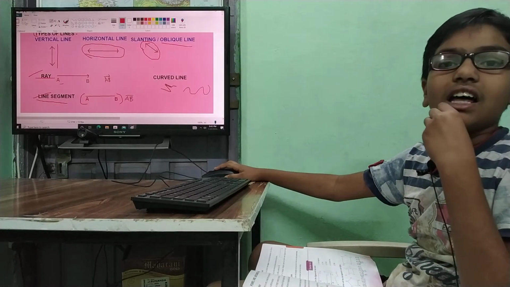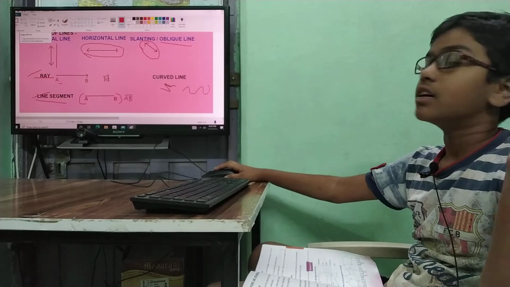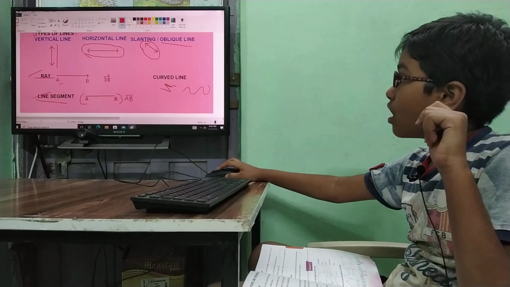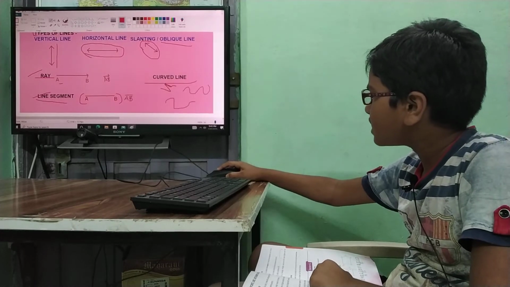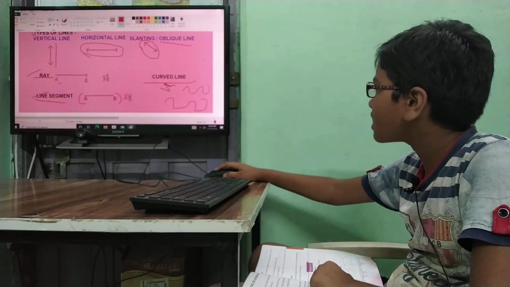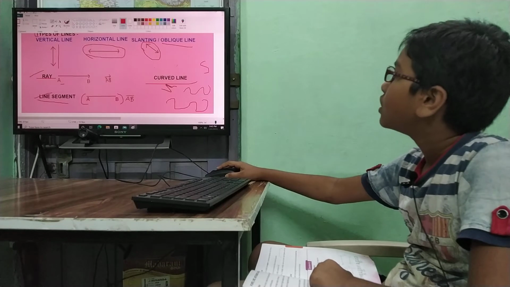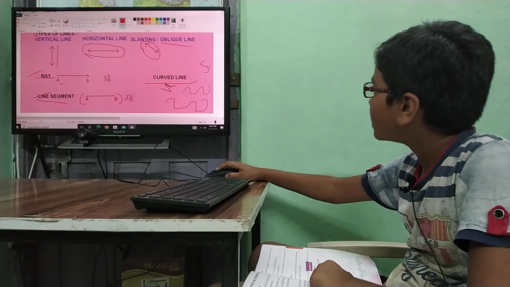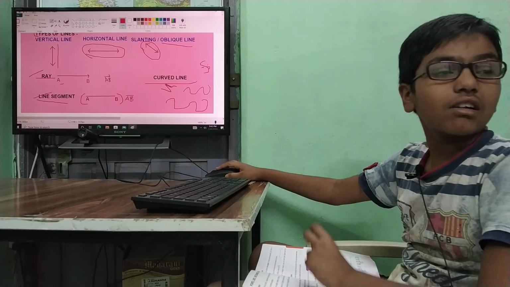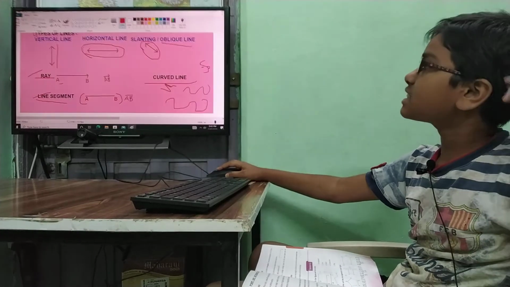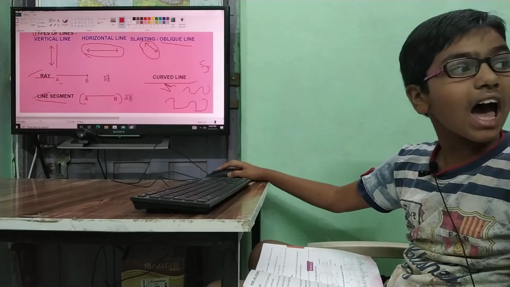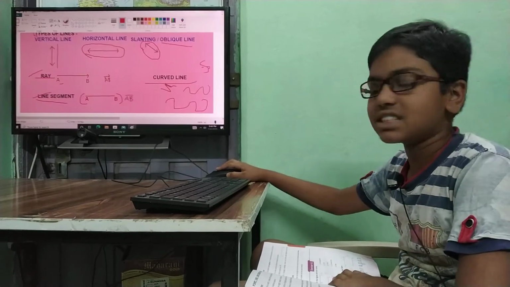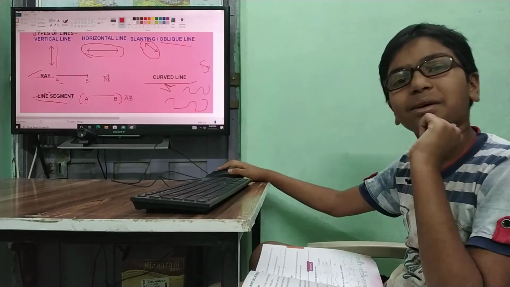Then there is the curved line. This is a curve. Even the S in my name is a curve. It has curves, so this is a curved line. Shall we see the exercise? Let's see it.